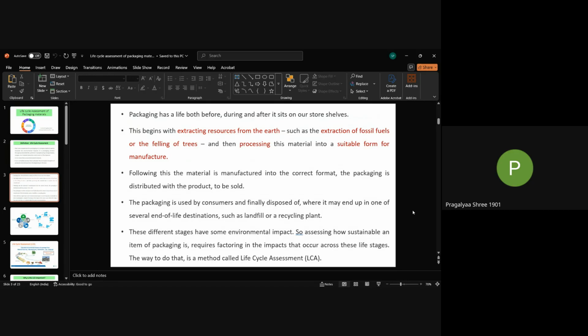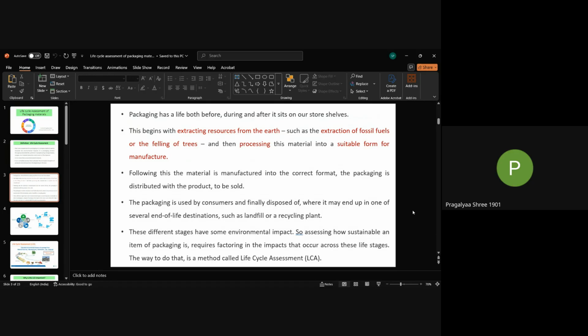In the raw material stage, we extract the raw material, and then this raw material is processed into a suitable form for manufacturing. Following this, the material is manufactured into the correct format. Whatever packaging material you need is converted into the correct format. Once it is manufactured, it is distributed, and then food materials are filled into it, and with the product it is sold to the retail points. All these things happen in the packaging life cycle.